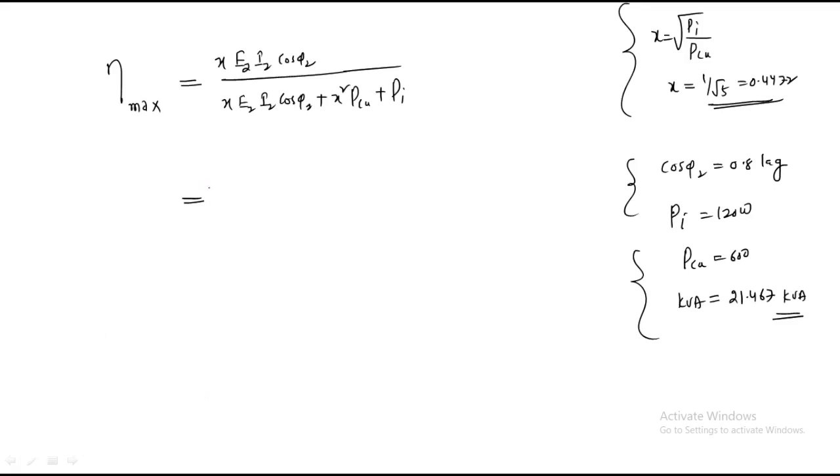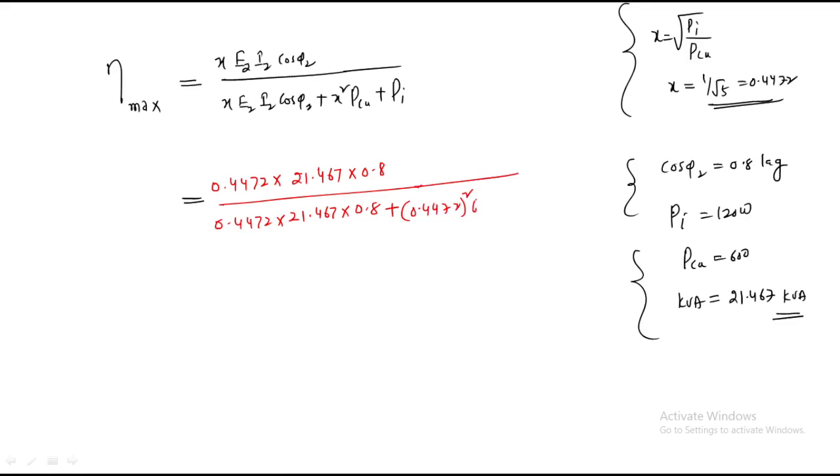So x is 0.4472 into 21.467 into power factor 0.8, right? Divided by 0.4472 into 21.467 into 0.8 plus 0.4472 whole square into copper loss component 600 plus iron loss component 120. From this we are going to get the maximum efficiency as 98.62%. So like this you have to calculate the maximum efficiency.